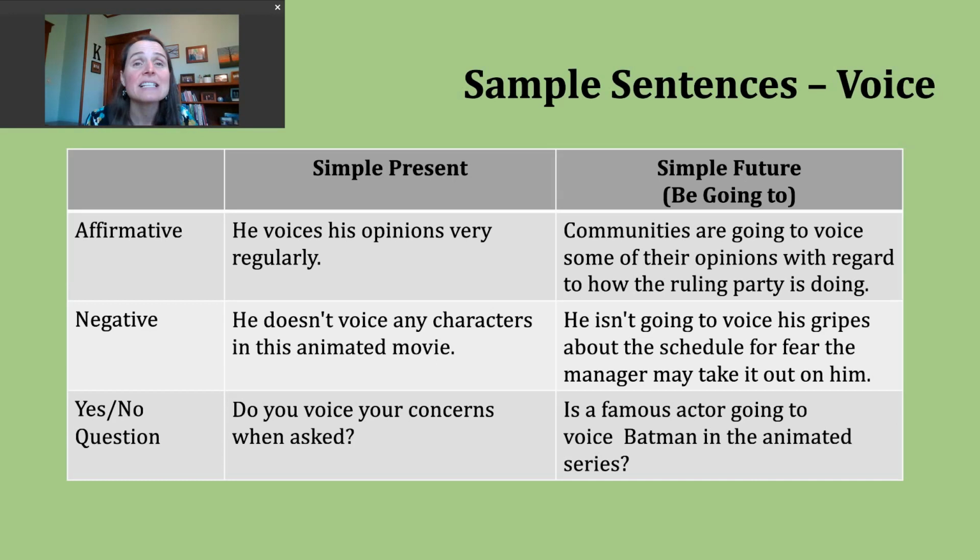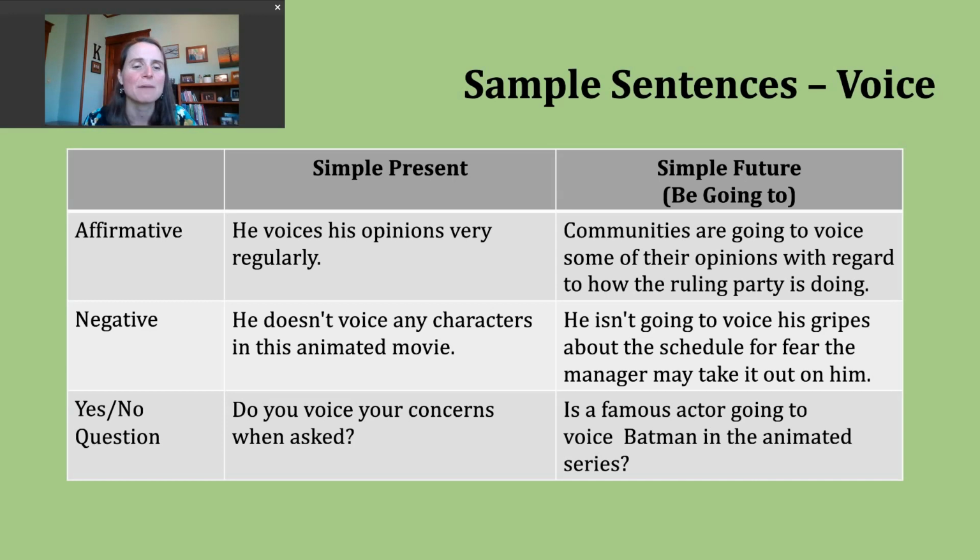Okay. Lastly, if you want to make a yes or no question in the simple present, start with do or does. Whichever form matches your subject, that subject comes next, then the base verb. Again, no S on the end of a verb in our yes or no question. We're only doing that in the affirmative when our subject is he, she, or it.